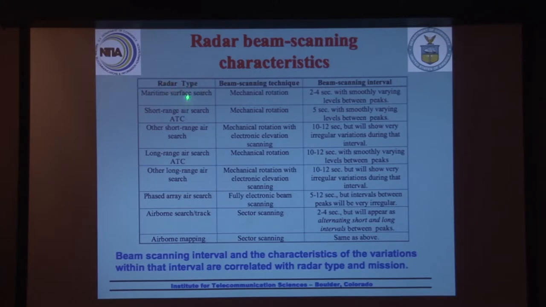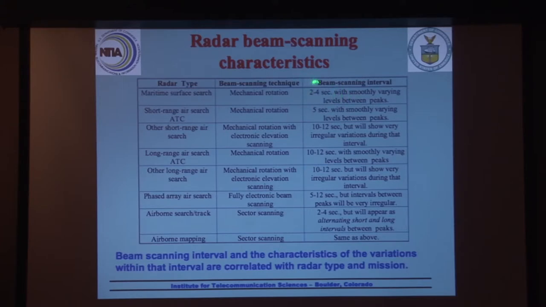Now, the radar beam scanning characteristics. For a maritime surface search radar, it's going to spin around mechanically every 2 to 4 seconds, and it's got a beam which is a fan beam. It's narrow in azimuth, but it's broad in elevation. The good news about these is they don't often get in satellite links because they're tipped a little bit below horizontal down to the ocean surface.